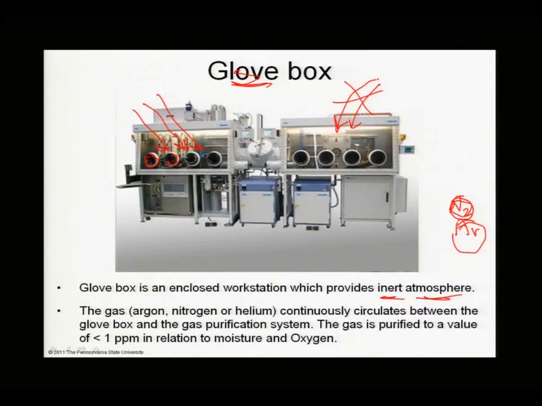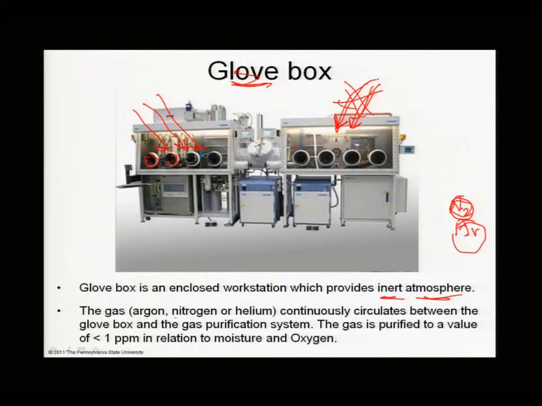So the inert atmosphere inside a glove box could be something like nitrogen, could be argon, or another inert gas. So we're not using room air in this case. We're not filtering room air. We have a very carefully defined volume inside this box where we're doing work with our hands going through these gloves. This is a very controlled environment.